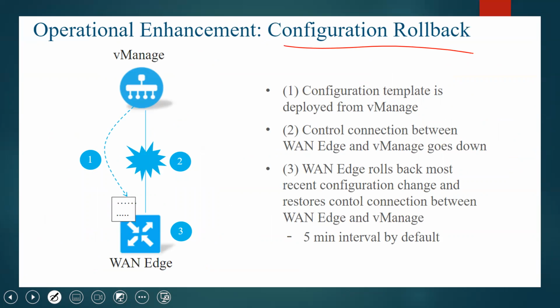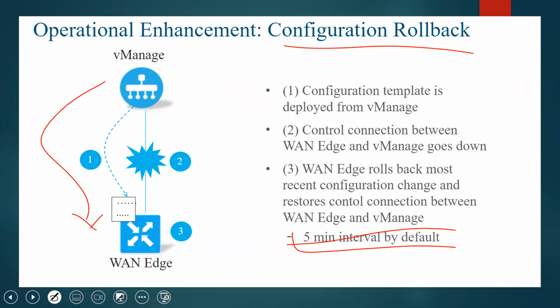Then there is one concept called rollback. By default it is 5 minutes. Suppose you have one template and you are pushing that template from vManage to vSmart devices or a WAN Edge device, but in that template you have some wrong configuration, some wrong vBond, something wrong. What will happen? vManage will try to push the configuration and check whether the device is okay with this configuration or not. If it is not, it will roll back that configuration within 5 minutes.